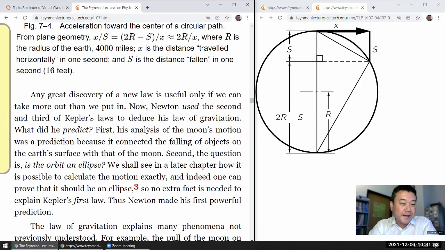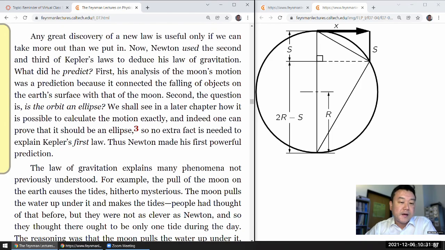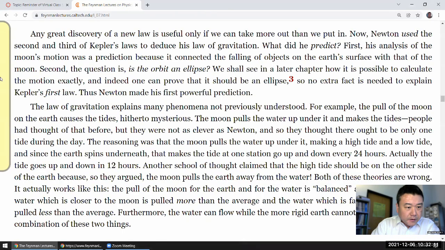And this is all great. And this paragraph here is where Feynman demonstrates how we judge scientific theories. So let me continue reading. I'm going to go back to my original view.